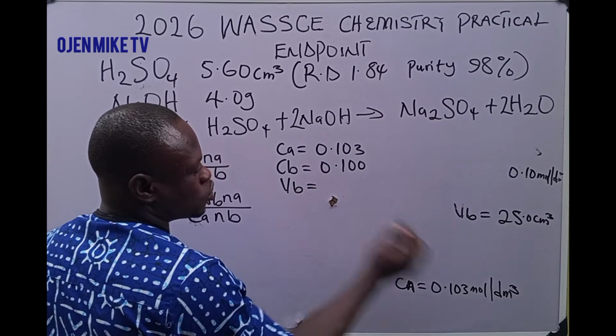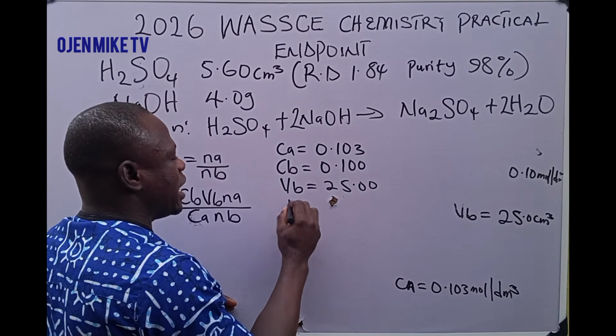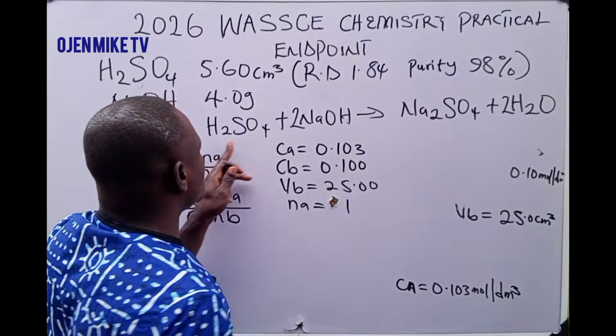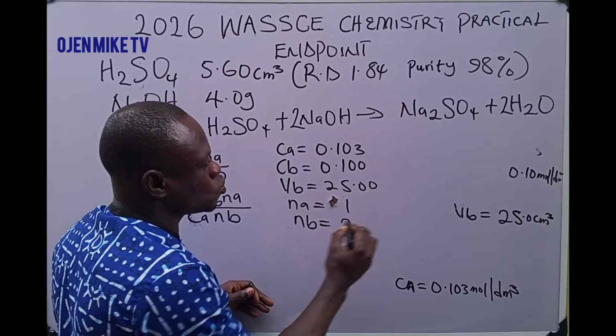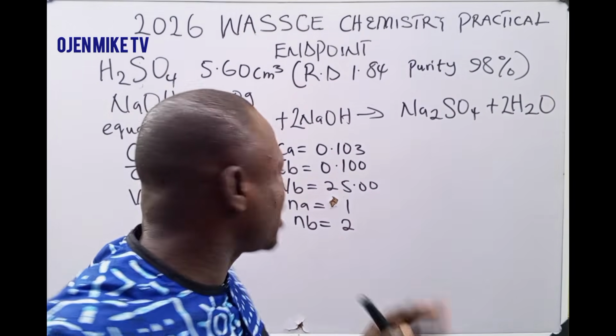Vb is equal to 25.00. What is the mole ratio of acid? The mole ratio of acid, Na, is 1. The mole ratio of base, Nb, is equal to 2. Let us put these parameters into our equation.